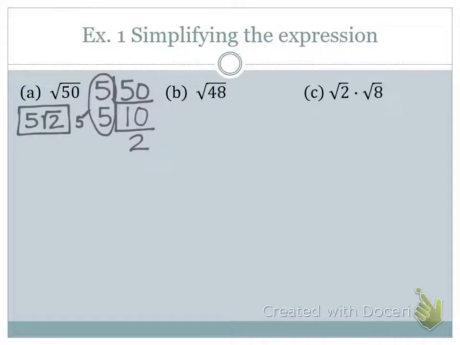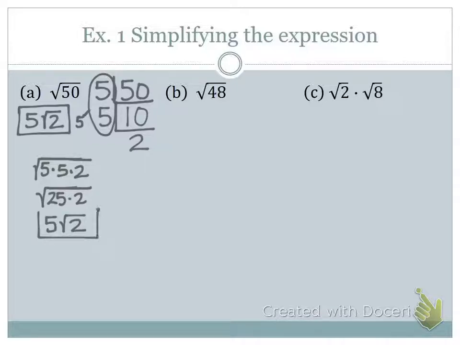Now for those of you that need to understand why, or you need a visual, why does the pair of 5s become just 1 of that 5? So let me show you why. If I were to put 5 times 2 back underneath the radical, what is 5 times 5? 25. And if I'm looking at this as the square root of 25 times 2, what is the square root of 25? 5. So 5 would come out from underneath the radical and the 2 would be left over. So that's why your pairs become 1 and come out.